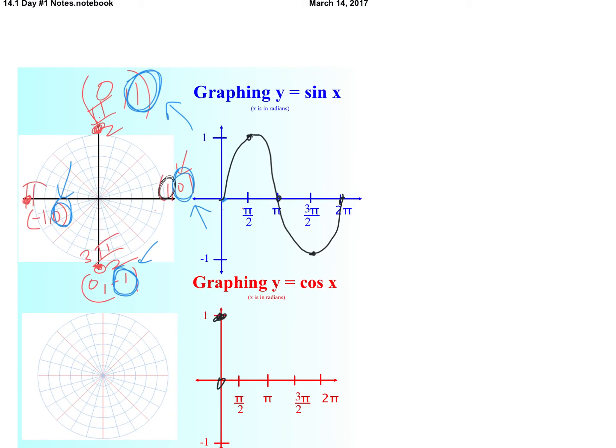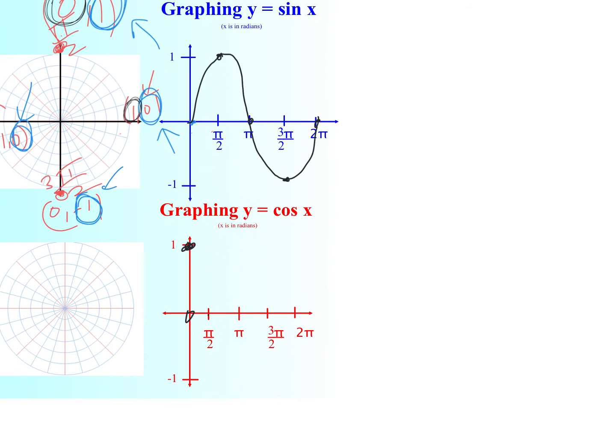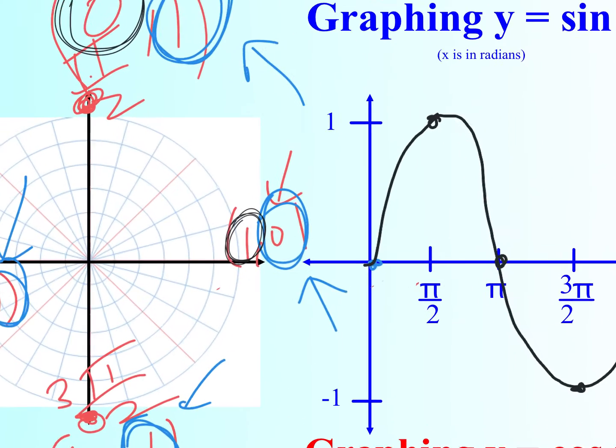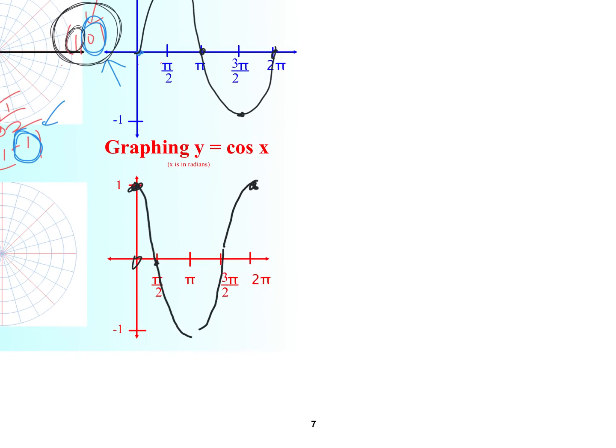At pi over 2 is up here, and the cosine is the x value, so it's 0. I hope you see where this is going. It's going to go down there, and then it's going to come back up all the way to the top. And at 2 pi, it's going to be 1 again, because 2 pi is right here, and the cosine of that is 1 again. So it's just another wave.